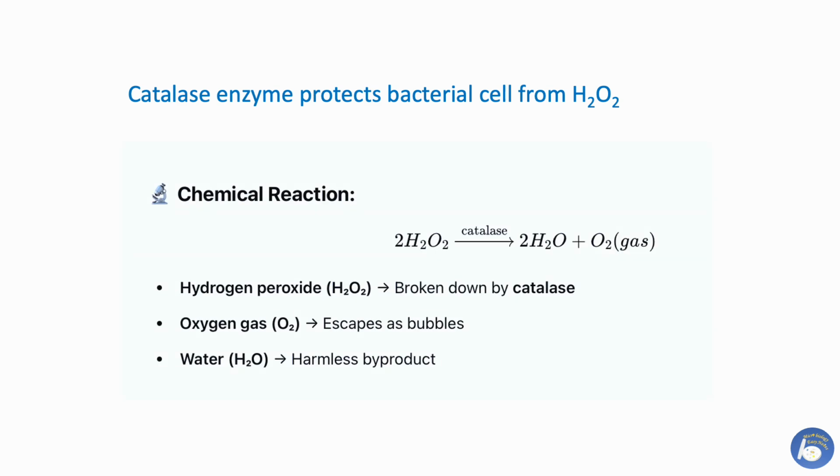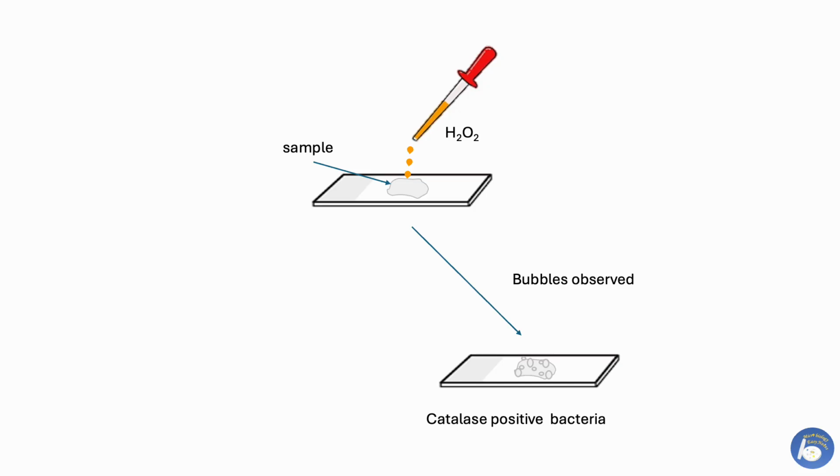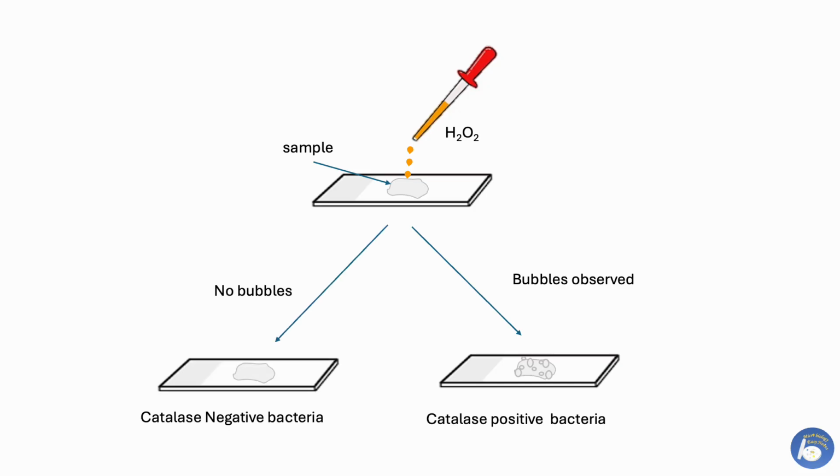It decomposes hydrogen peroxide into water and oxygen and helps the bacteria to neutralize this potentially damaging molecule. When oxygen releases from the cell, it escapes as bubbles. Catalase reaction is the principle behind this test. During the observation, if oxygen bubbles or effervescence appears, it means bacteria present in the sample are catalase positive, otherwise catalase negative. Using this ability of catalase, we can easily differentiate and identify different bacterial genera and species.